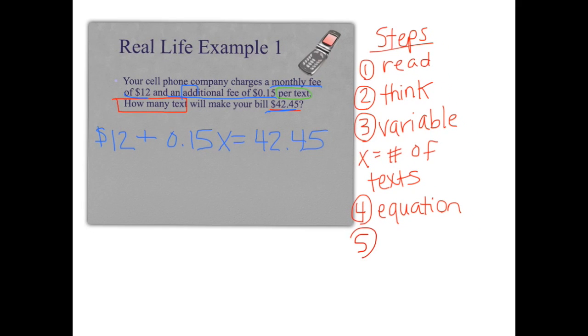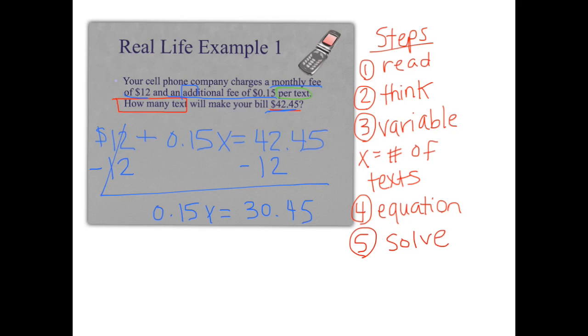Step 5 is to solve. Okay, so now we want to solve our equation. So the first thing we do is subtract the 12 from both sides. And what do we get? These cancel. You're just left with 0.15x equals 30.45.